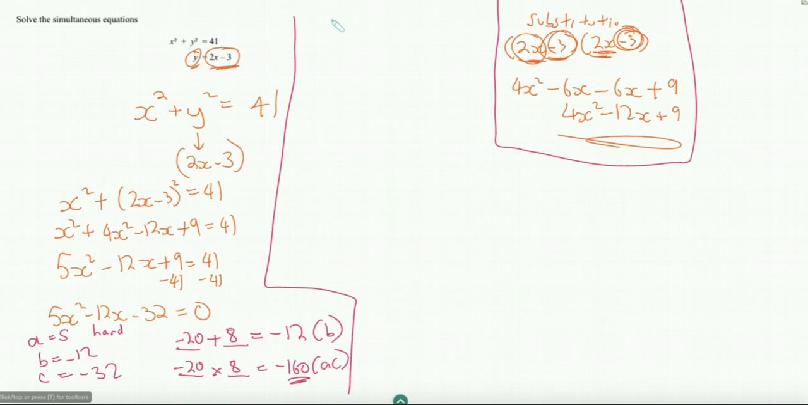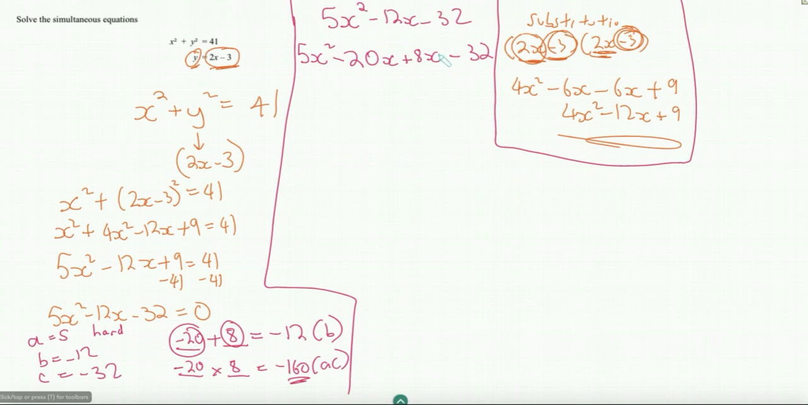So now we can factorize. Now since this is a hard quadratic, we have to split the b term. So remember guys, in order to solve this problem, you have to know how to factorize, okay? Let's write down our quadratic, 5x squared minus 12x minus 32. So our a value stays the same. Our b value gets split up into our two new values, negative 20 and positive 8. So negative 20x, positive 8x, or you can do positive 8x, negative 20x, minus 32.